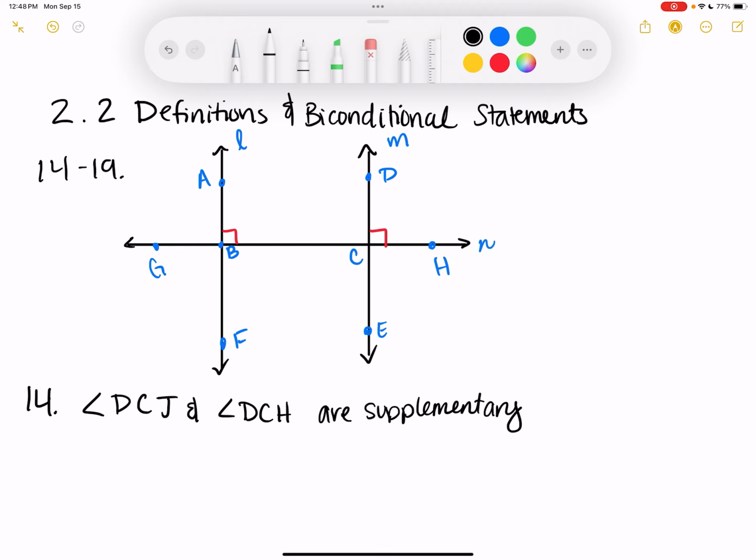So, DC... Where's J? Oh, thank you. J is somewhere over here. DCJ is over here. Okay, it's this angle right here. And then DCH is right here. So are these two angles supplementary? Yes, they are. So this is true.